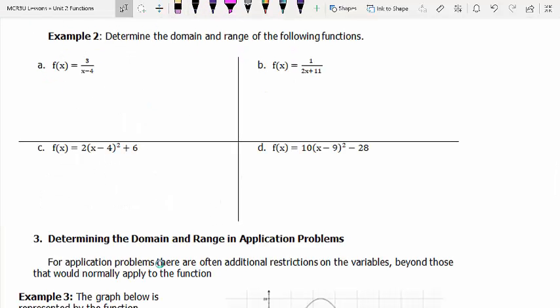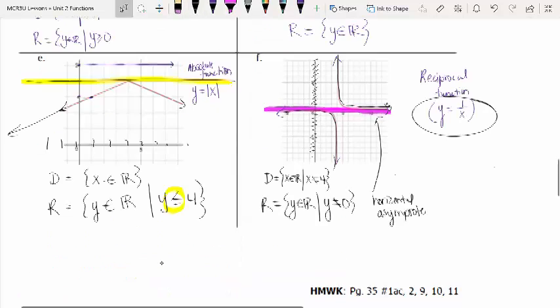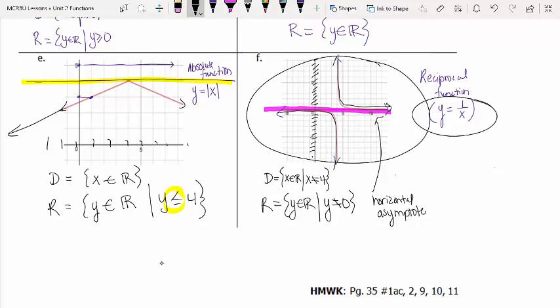So we now know how to determine the domain and range from a graph. We need to learn how to determine the domain and range from an equation only. So we need to look at the equation and ask ourselves, what type of equation is that? Okay, example A is a reciprocal function. So if you look back up in the notes, that's this type of function right here. So we know when reporting on the domain and range, it's going to have a vertical and horizontal asymptote, and that's our only restriction in our domain and range.